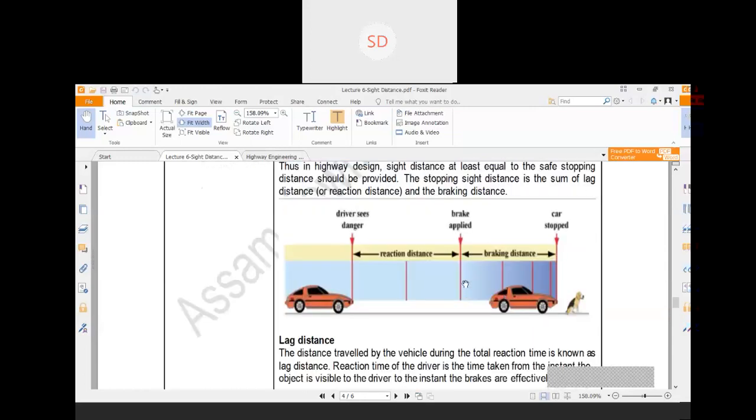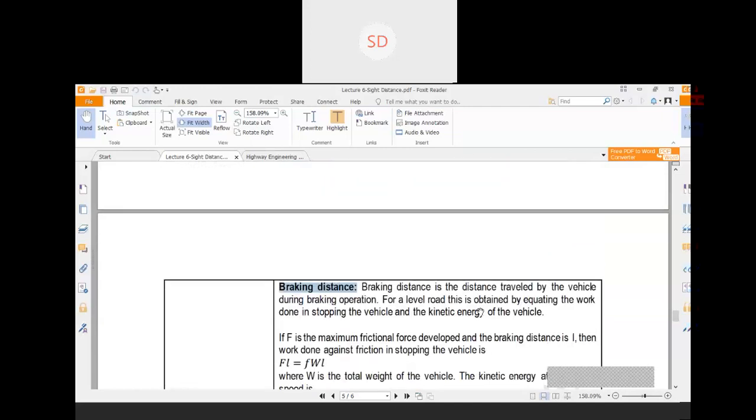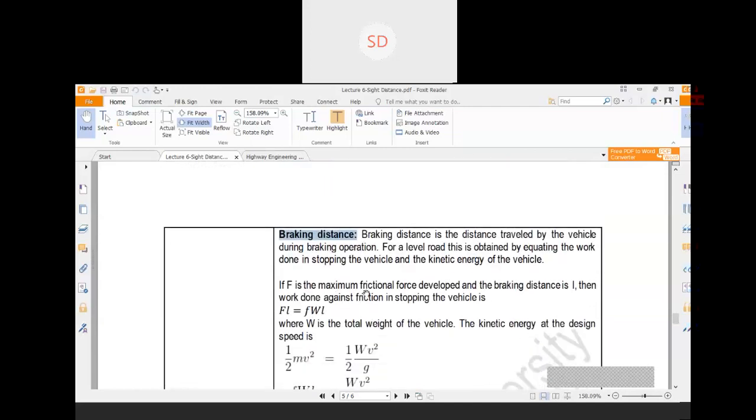So whenever this vehicle is moving, there is some kinetic energy. After the application of the brake, the vehicle will stop. So you apply some force on the vehicle to do some work in terms of stopping the vehicle. So here some work done will be associated. If F is the maximum frictional force developed and the braking distance is L, then work done against friction in stopping the vehicle is F into L.